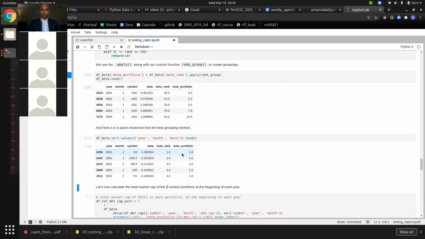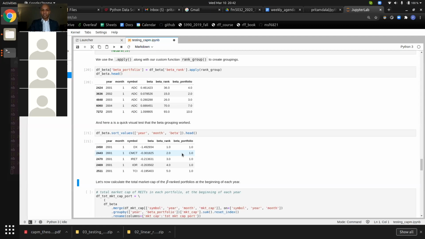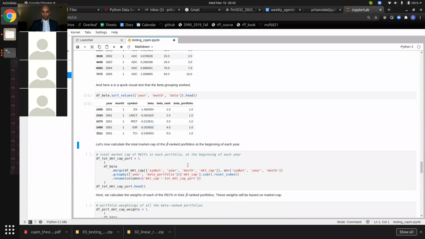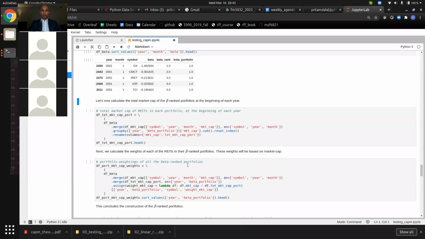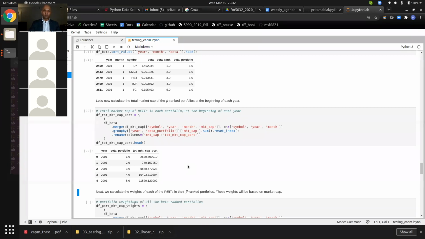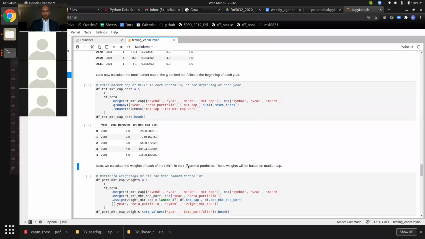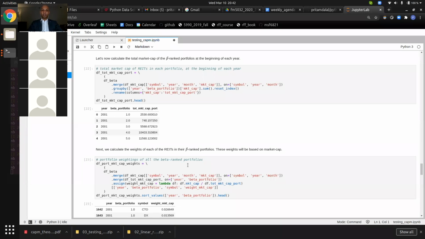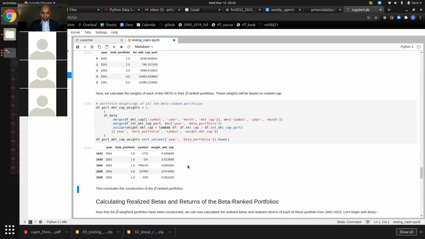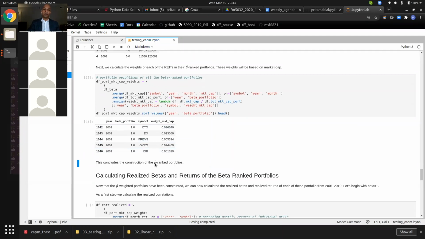Again, let's do a quick little sorting, and we can see that all the lowest ranked betas are in beta portfolio 1. Just a quick visual test that everything's working. So let's now calculate the total market cap of the beta ranked portfolios at the beginning of the year, because these are going to be cap weighted portfolios. Those are the total market caps. And now we can calculate the weights of each of the REITs within their beta rank portfolio. Okay, cool. That now gives us the construction of the beta rank portfolios.